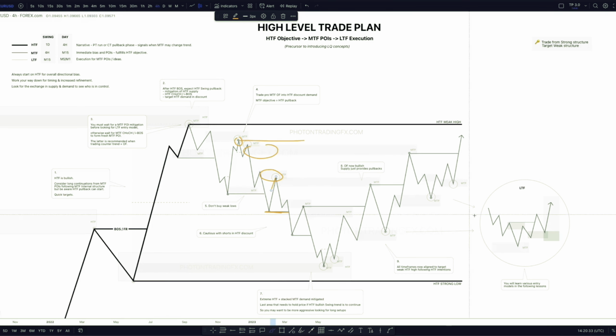So when price comes in, what do you do? Drop down to your lower time frame entry model. Look for it. Target the week low. Okay, take your profits, reset. Now what do we have?